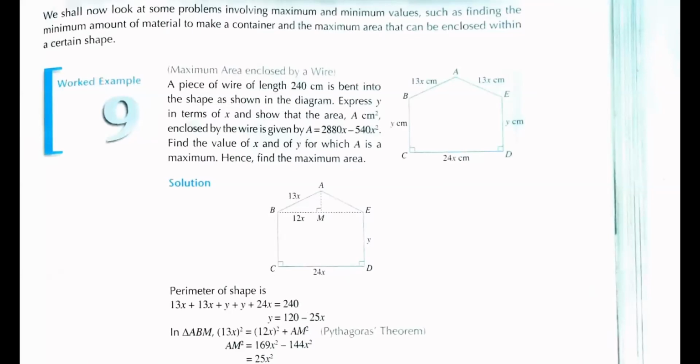Okay, maximum area enclosed by a wire. So imagine you have a piece of wire of length 240 cm. Then you want to bend it into the following shape. Okay, maybe you're a farmer and you have some animals inside.